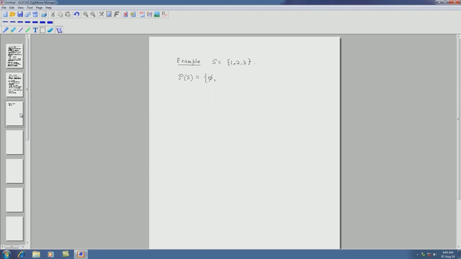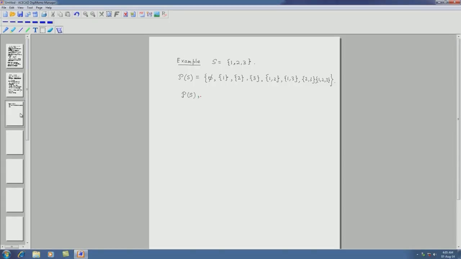As this, it is phi, then the set containing 1, the set containing 2, the set containing 3, then we have the set containing 1, 2, the set containing 1, 3, the set containing 2, 3, and finally, the set containing 1, 2, and 3. This is the power set, and just like before, we can consider the subset equal relation, and we can see that PS with the subset equal partial relation is a partially ordered set, or in short a poset.